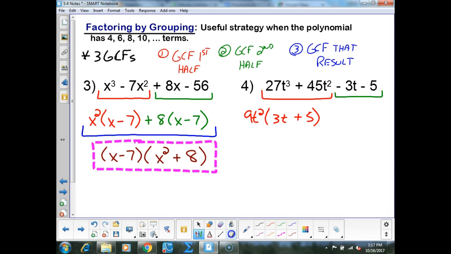I'm going to factor out a -1, but really I can just factor out a 1, right? But the reason I have to factor out a -1 is because that sign right there is negative. So I'm going to keep that sign, and I'm going to factor out a -1. If I factor out a -1, what's left over? 3t plus 5. And now my parentheses are the same. That's the key. That's why we need to factor out that -1, because I want my parentheses to be the same.